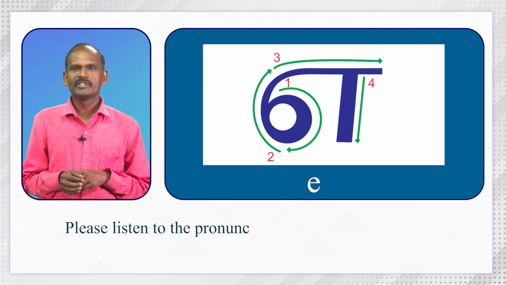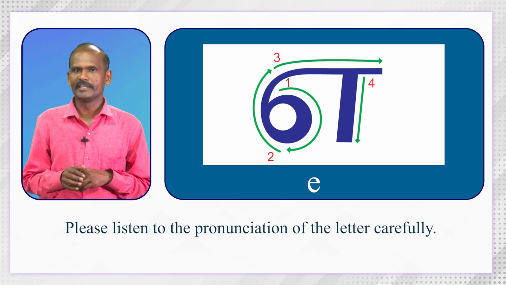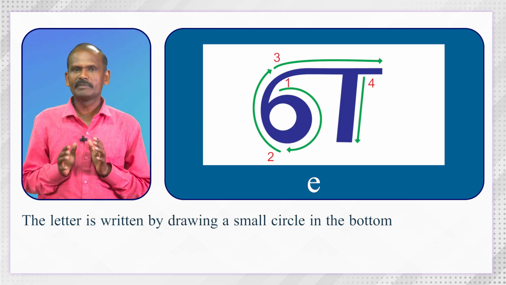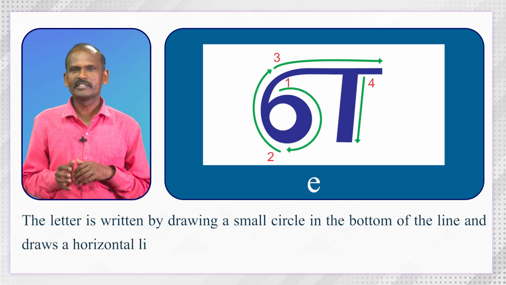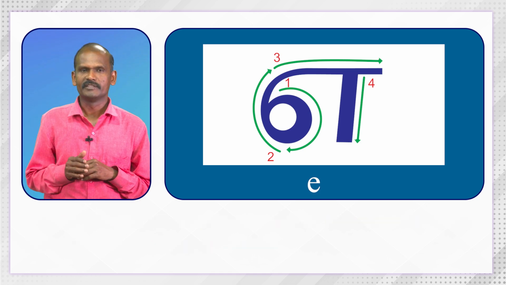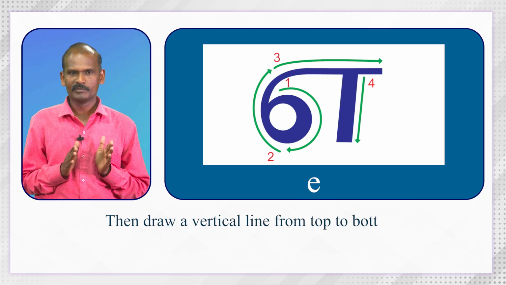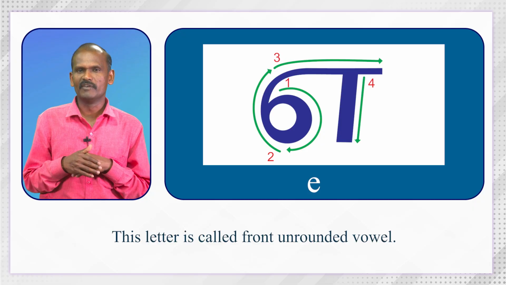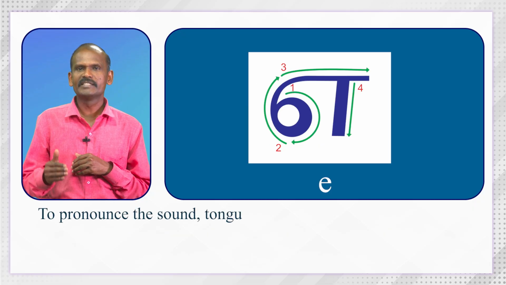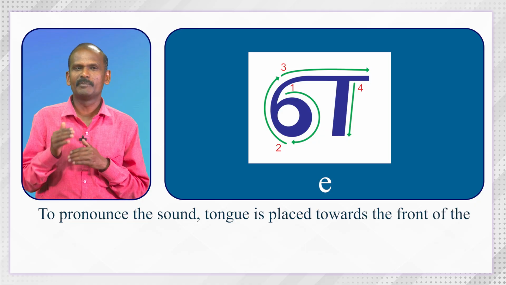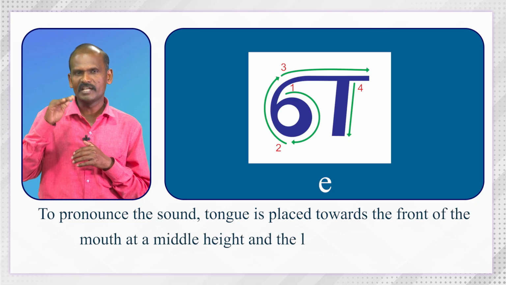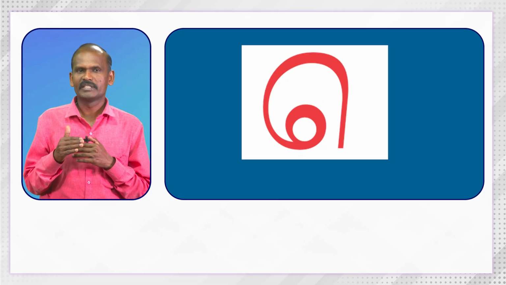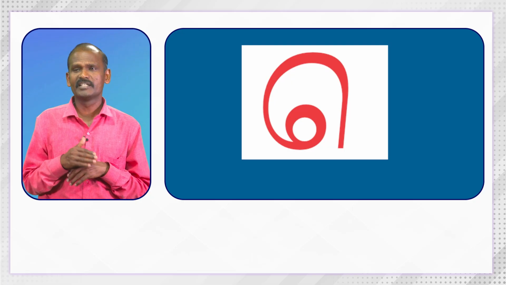Please listen to the pronunciation of the letter carefully. The letter is written by drawing a small circle in the bottom of the line and drawing a horizontal line from left to right. Then draw a vertical line from top to bottom. This letter is called front unrounded vowel. To pronounce the sound, the tongue is placed towards the front of the mouth at a middle height and the lip will be lowered.